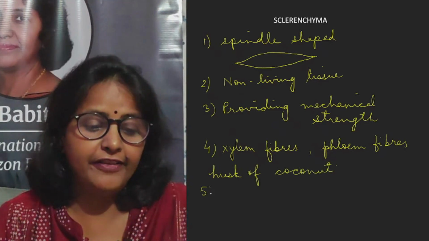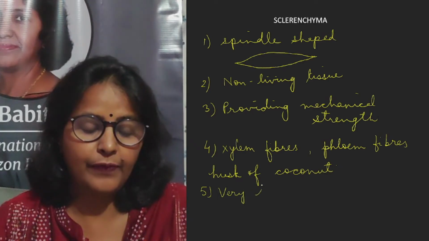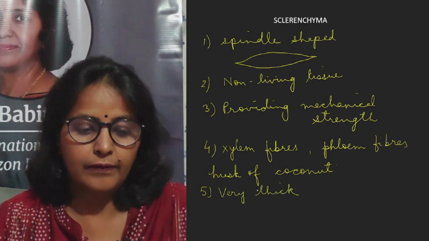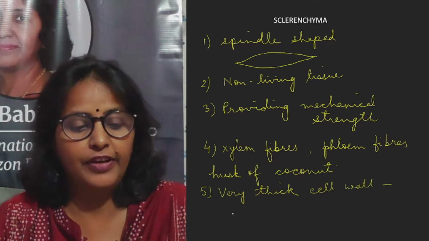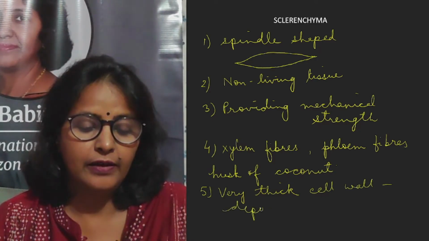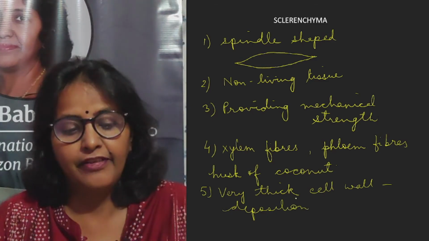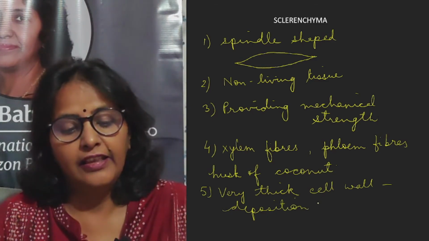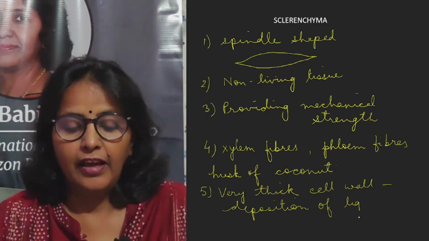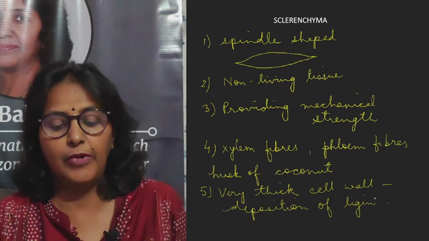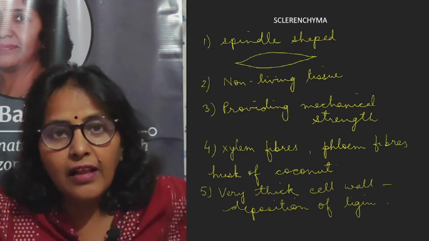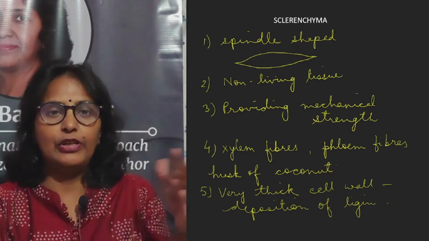It has very thick cell wall. Why is it thick? Because of deposition of lignin. So here we have another chemical, that is lignin. So this is all about sclerenchyma. Now let us see the differences between the three.